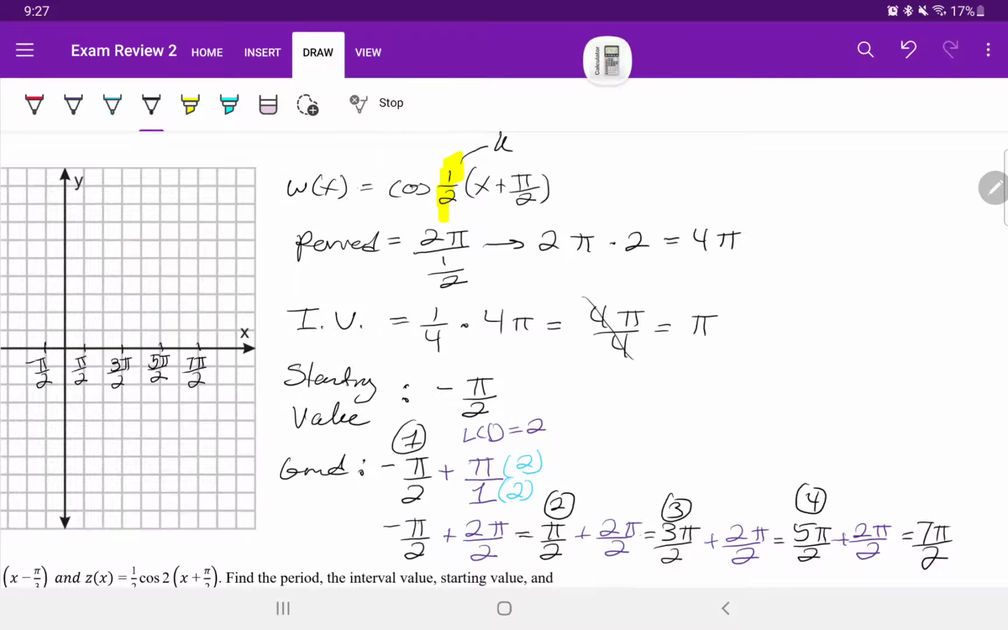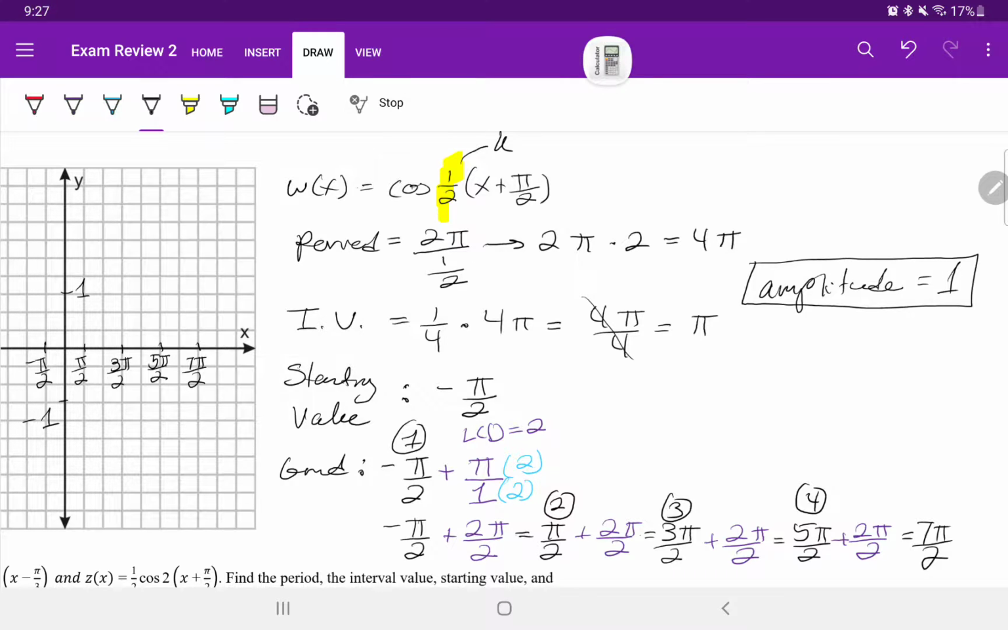And remember, the amplitude, there is no value that's visible being multiplied in front of the function. So the amplitude is going to be 1. So the highest value this function will attain is 1. The lowest it will obtain is -1.